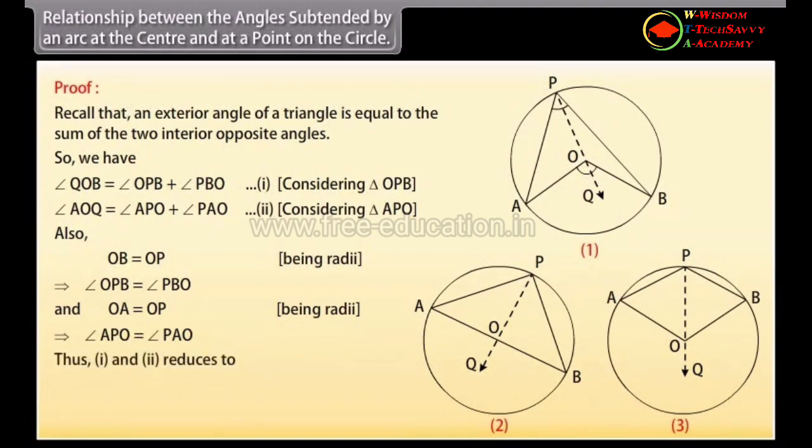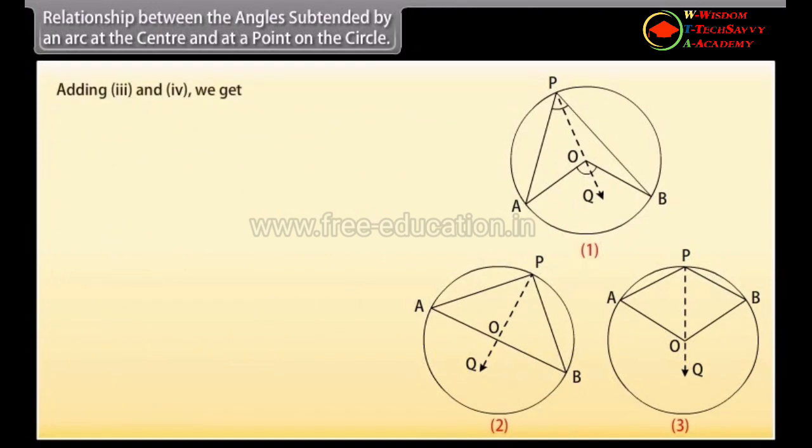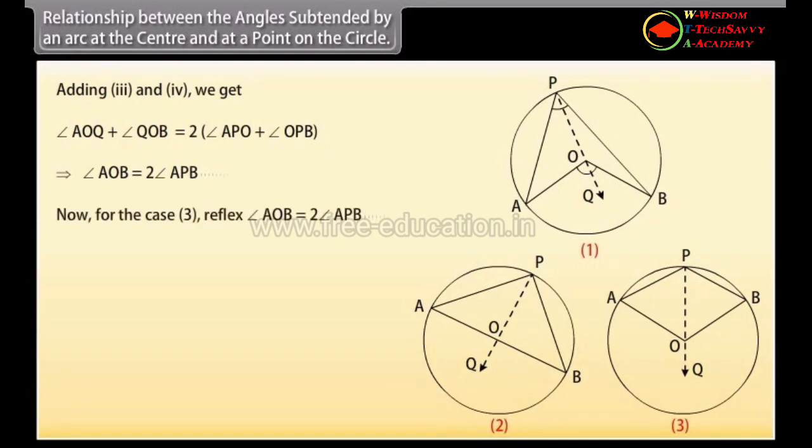Thus, 1 and 2 reduce to angle QOB as 2 into angle OPB, 3. Angle AOQ is equal to 2 angle APO, 4. Adding 3 and 4, we get angle AOQ plus angle QOB is equal to 2 into angle APO plus angle OPB. Similarly, angle AOB is equal to 2 angle APB. Now for case 3, reflex angle AOB is equal to 2 APB, hence proved.